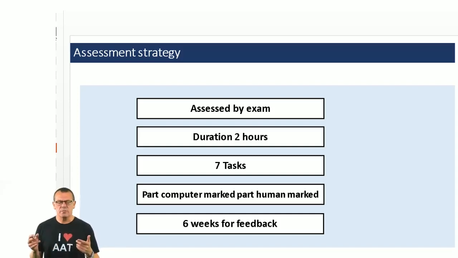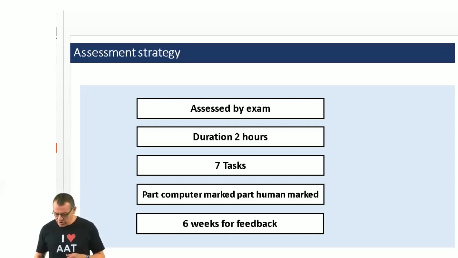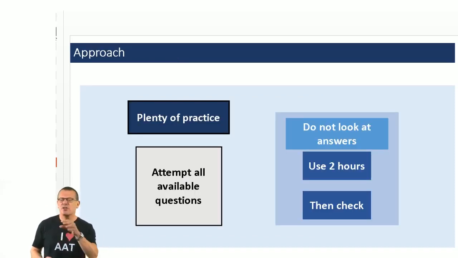For the Synoptic Assessment, it's partly human marked, therefore there are written elements, therefore there's 6 weeks for feedback. So you will have to wait 6 weeks for your results before you gain your distinction and get through to level 3. Okay.